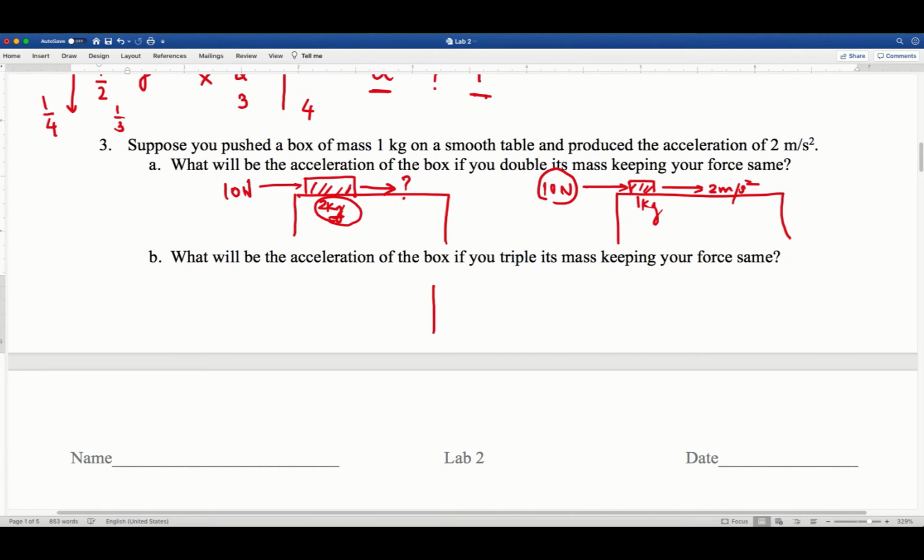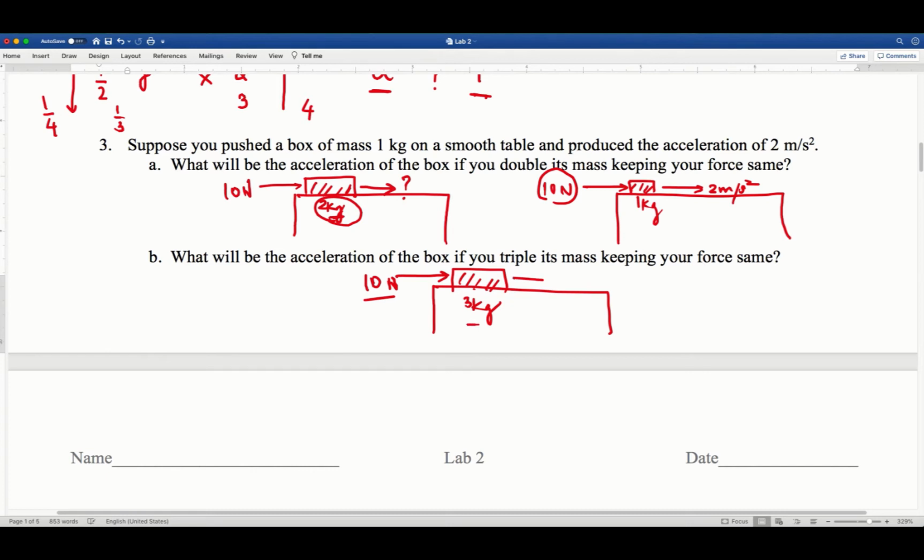Likewise, now you triple the mass. Okay, so you have now a 3 kilogram mass, and you apply the same force. So you apply 10 Newton. Keep the force constant, but triple the mass.